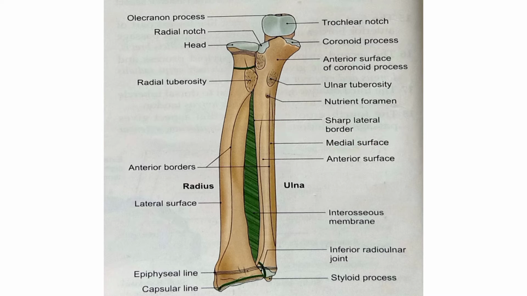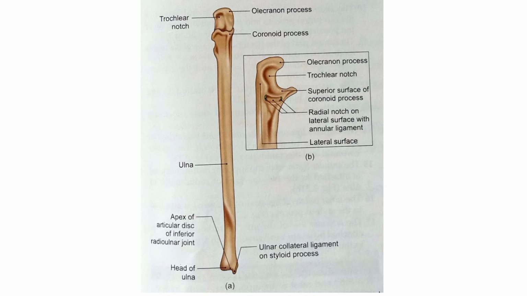Moving further to the trochlear notch. Trochlear notch forms an articular surface that articulates with the trochlea of the humerus to form the elbow joint. See, this is trochlear notch. This notch is for articulation of the trochlea of the humerus to form the elbow joint. So, trochlea of the humerus comes and articulates in the trochlear notch of the ulna and thus forms the elbow joint.